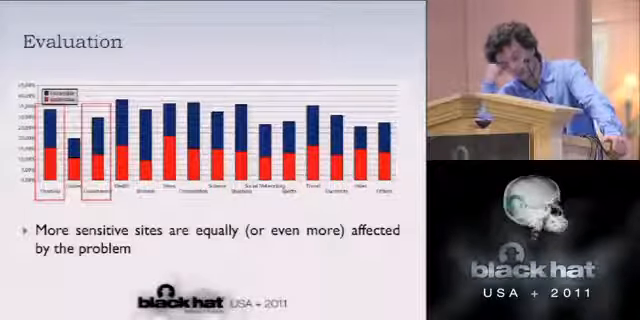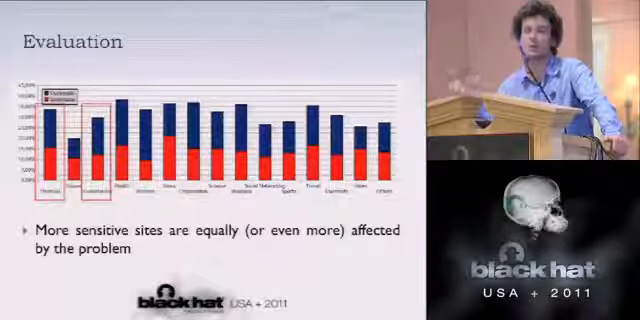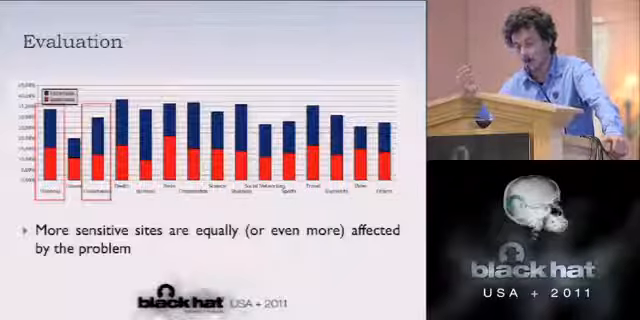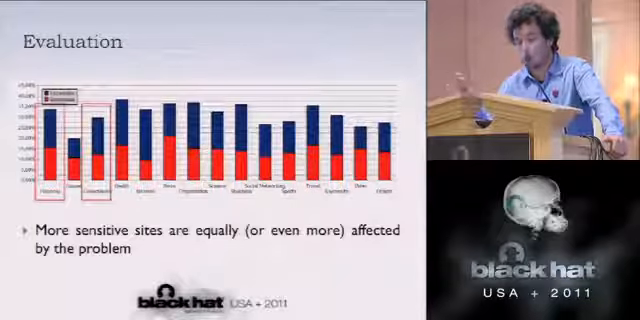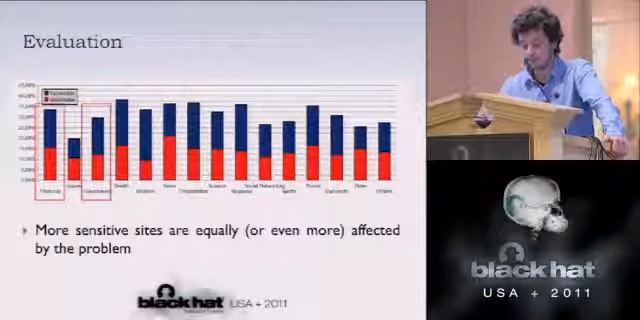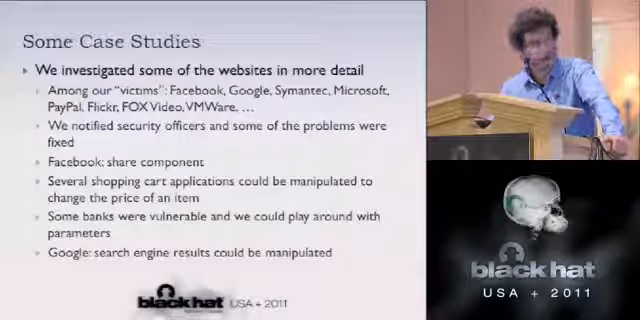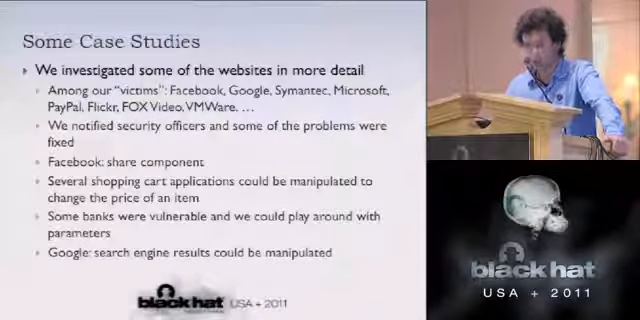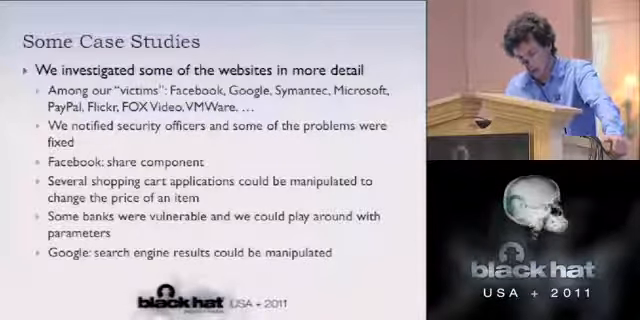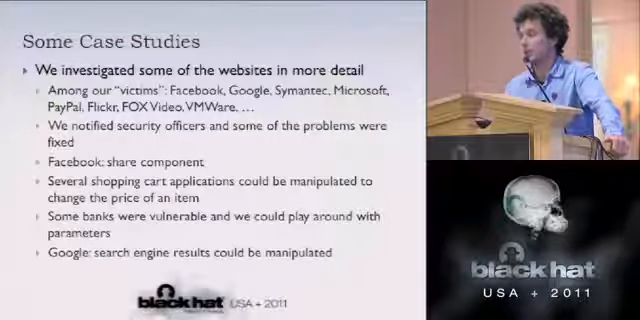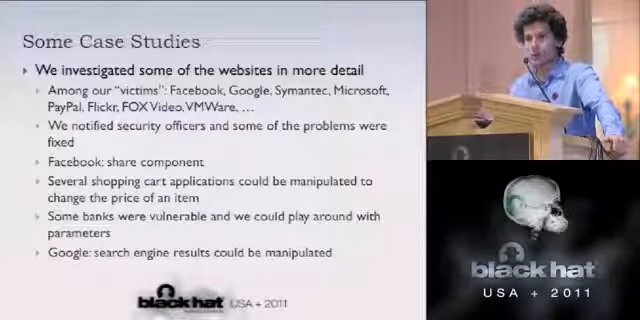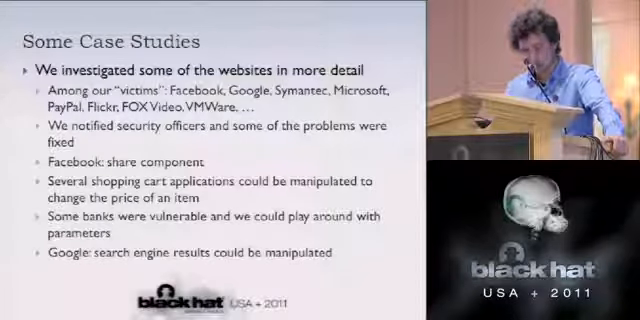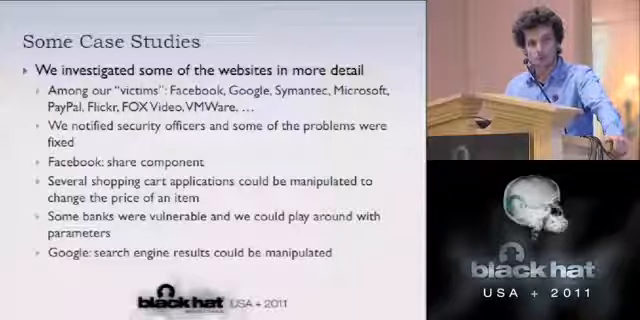What is interesting is that sites that are more sensitive, or that should care more about security, such as financial sites and government ones, are actually equally or even more affected by the problem. We found the problem in a lot of famous sites, such as PayPal, Google, Symantec, Microsoft, Facebook, Flickr, Fox Video, VMware, and so on. I personally notified the security officers of these sites, and in most cases, they were thankful for the report.